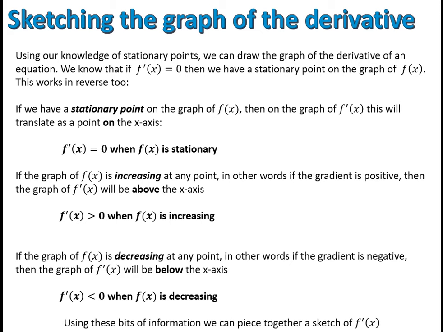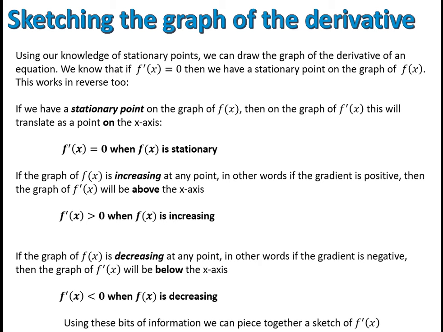So the point is, if we know the graph of the original equation, what we know is where the gradient is positive and therefore negative, and the points where it changes gradient. In other words, where it's stationary. So we use these three facts to help us obtain a graph of the derivative. Using those three facts, we've got them written here. If we have a stationary point on a graph of f(x), then on the graph of f'(x), this will translate as a point on the x-axis. In other words, if it's a stationary point, then the derivative will equal 0.